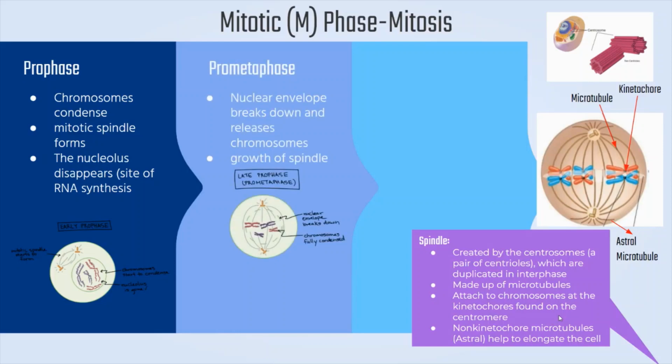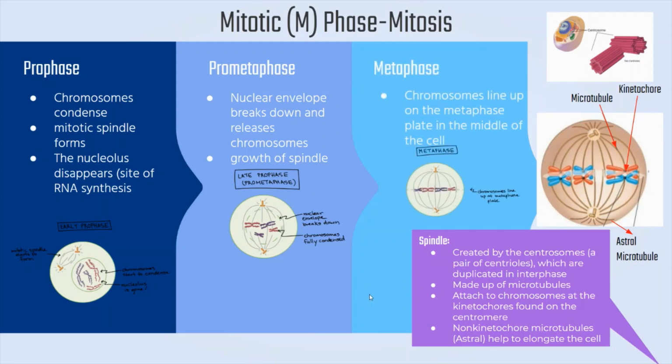In prometaphase, which is sometimes also considered part of prophase, the nuclear envelope will break down and release chromosomes, and the spindle will continue to grow. In metaphase, all 46 chromosomes will line up at the metaphase plate, which is in the middle of the cell.